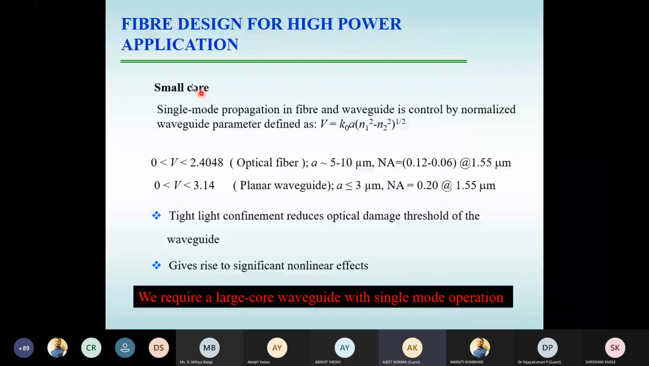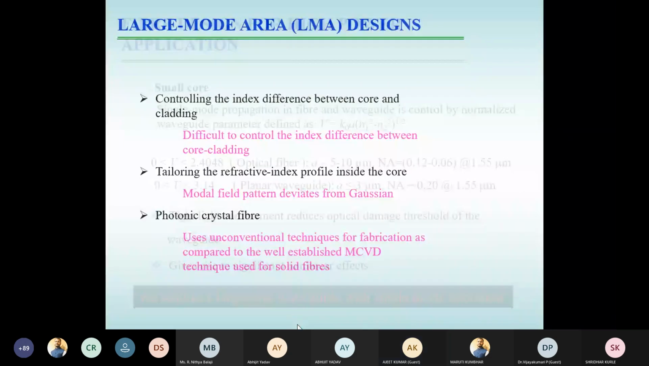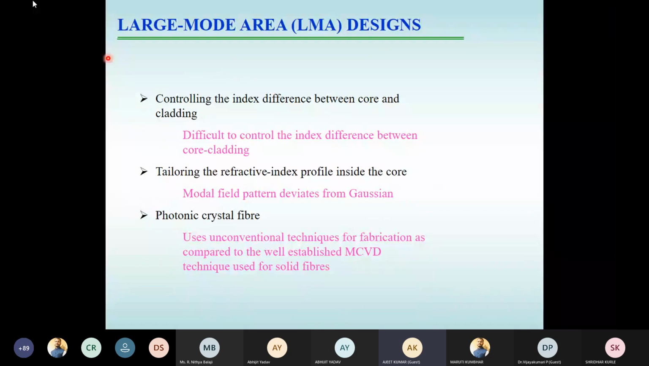So the answer is yes, you can do it, but the only solution is you can do it if and only if you come up with some design which can give you single mode operation with a very large core area. These designs are basically known as large mode area designs. If you go to the literature, you'll find a series of designs, because this is the progress of the structure.